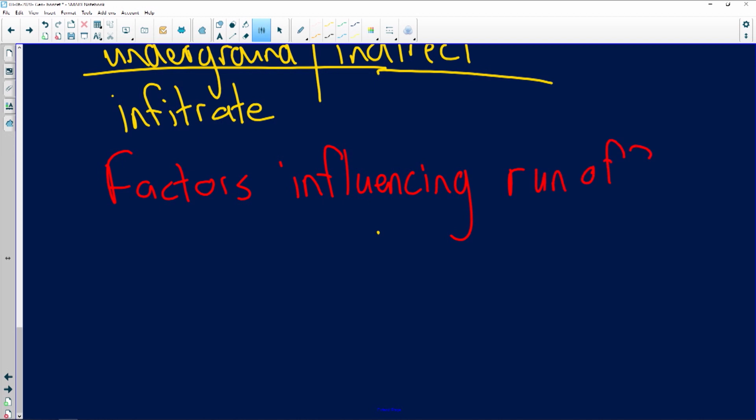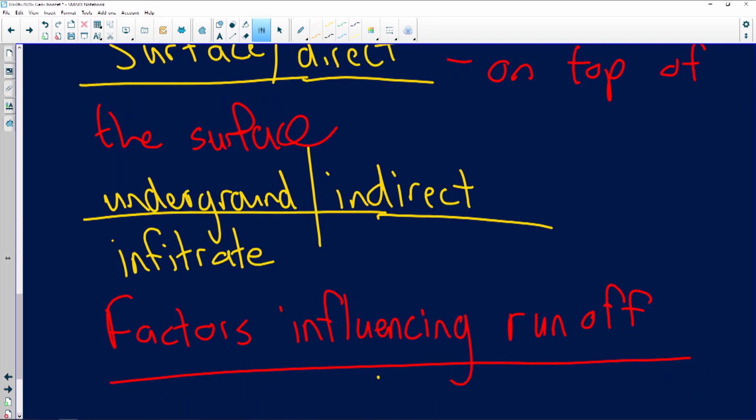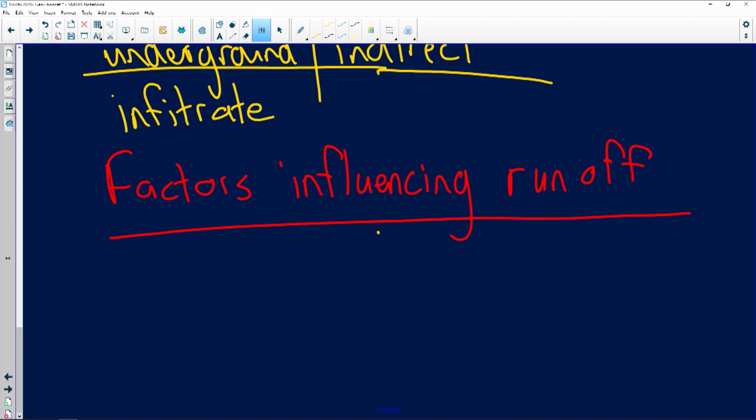Okay. Now we distinguish between the surface runoff on top of the surface. Just want to write it there. And we looked at underground or indirect surfaces when the water infiltrates. Now the first factor that influences runoff is very simple, rainfall.